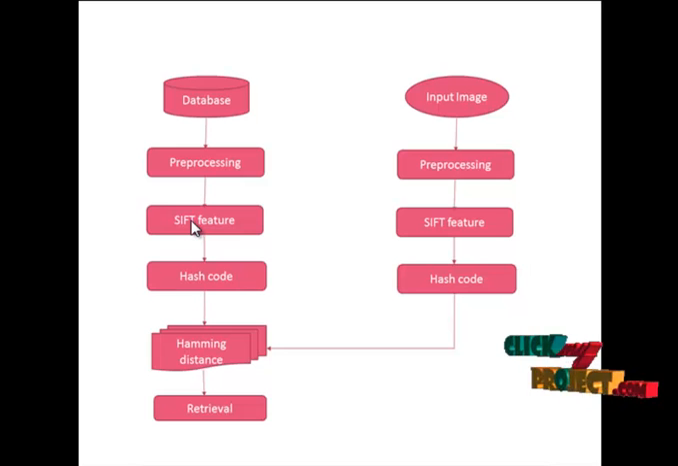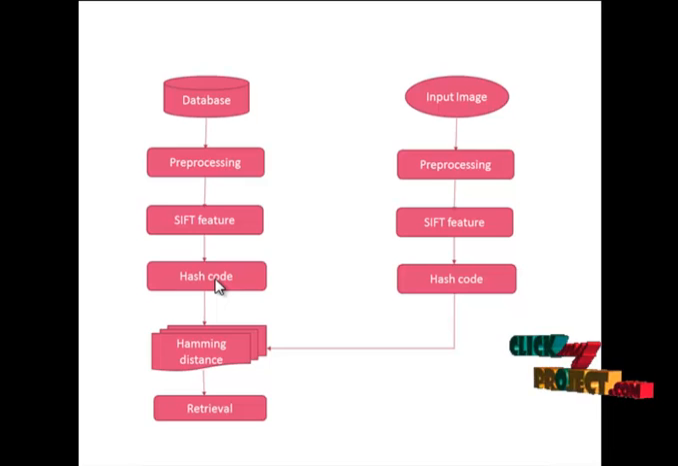SIFT is an algorithm in computer vision to detect and describe local features in images. For any object in an image, interesting points on the object can be extracted to give a feature description of the object. This description extracted from a training image can then be used to identify the object when attempting to locate the object in a test image. After that, it will go to the hash code generation.